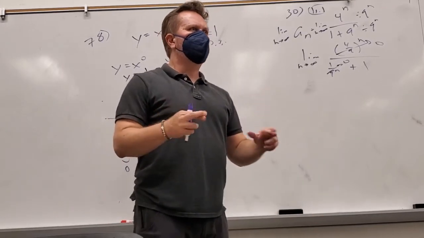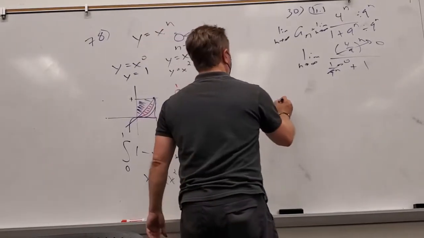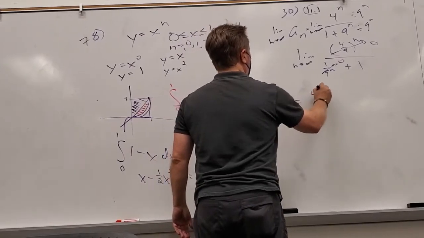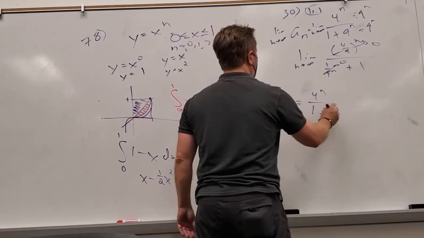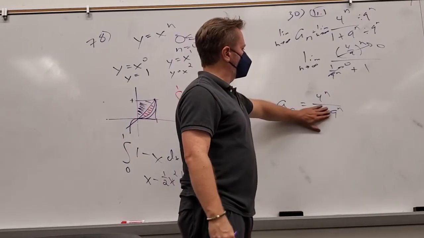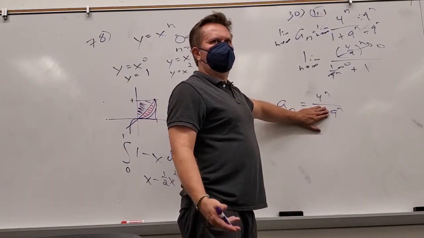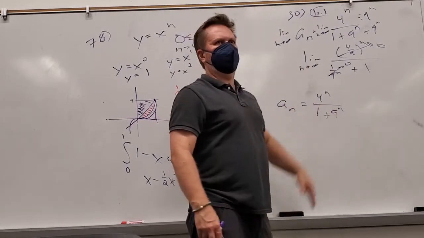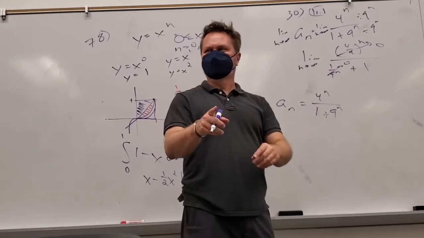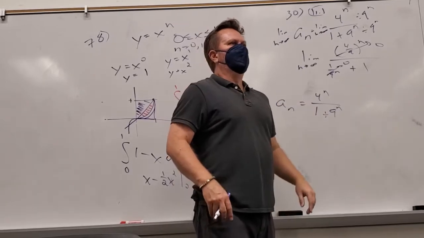Nifty. But eventually, after we do some stuff, we're going to say exactly what I just said. When n gets big, that part doesn't matter. What does 4 over 9 to the n do when n gets big? It goes to 0. Done. I don't need all that, right? But we're not there yet. We have to go through some stuff.